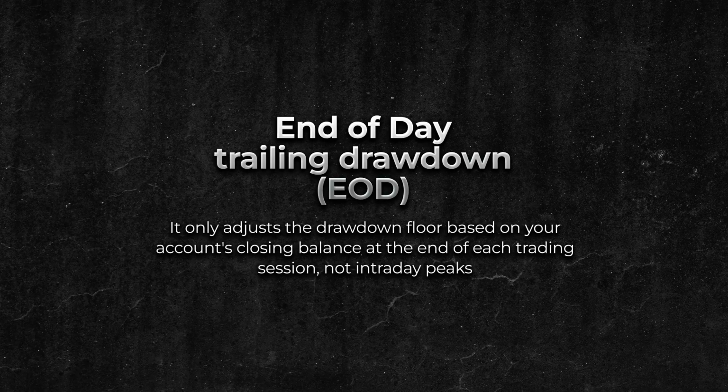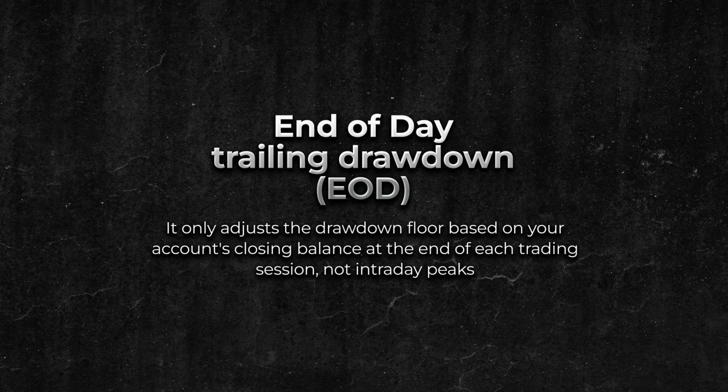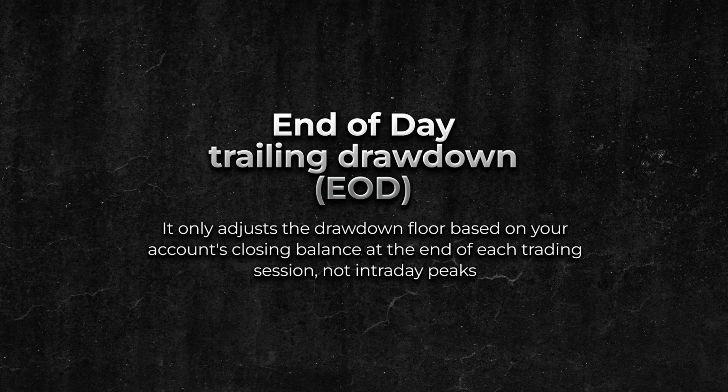EOD, aka end of day trailing drawdown, works differently. It only adjusts the drawdown floor based on your account's closing balance at the end of each trading session, not intraday peaks. Unrealized gains don't raise the floor during the session, and the floor adjusts overnight, based on where equity closed. This gives traders more intraday breathing room than real-time trailing.